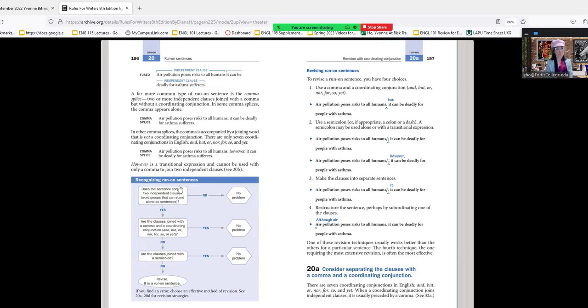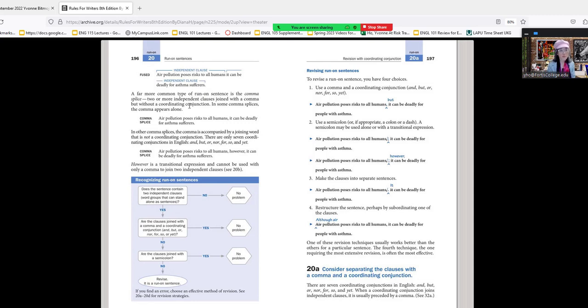Here's an example of a run-on sentence. "Air pollution poses risks to all humans." And that's an independent clause. That's one complete thought. "It can be deadly for asthma sufferers." And so right here, you're missing a period, and so that's why these two sentences are fused together.